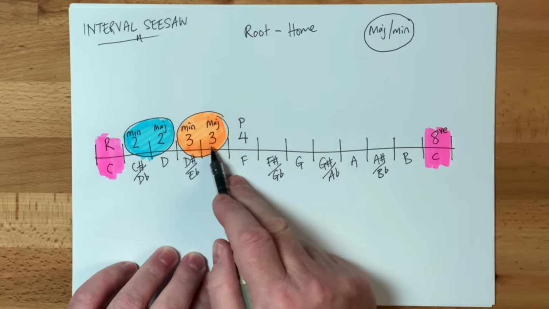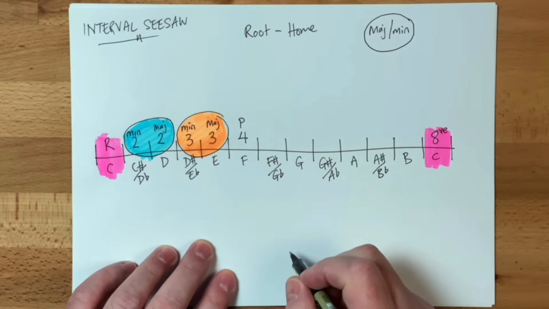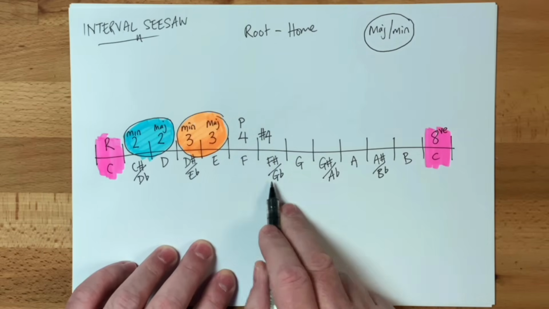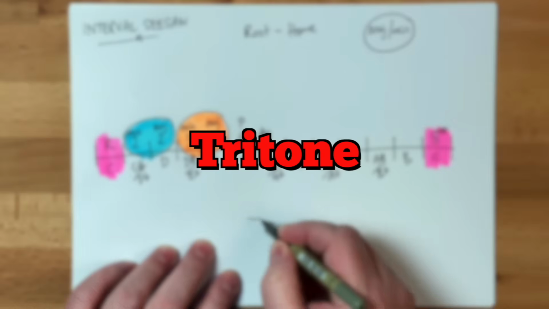Now, similar to a major and a minor, if we take a perfect fourth and we want to raise it, we have to sharp it instead. And this gives us this interval here. The sharp 4 is really important. This is also known as a tritone.